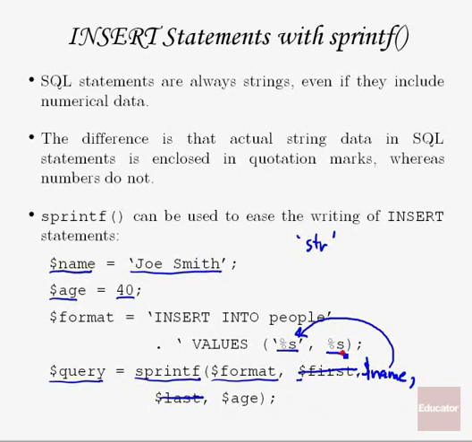When it reaches the second %s, it's going to insert the string value of the variable age. And the reason age goes second and name goes first is just the order that they're specified within this sprintf function.